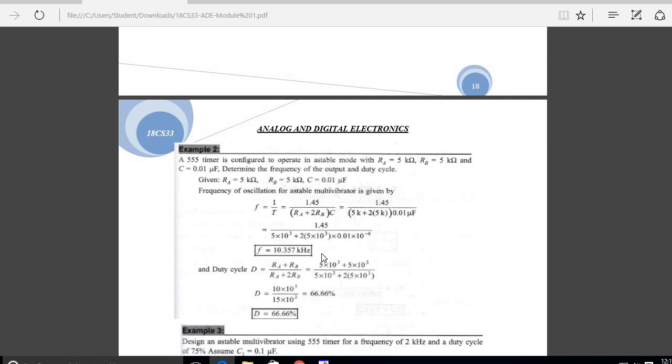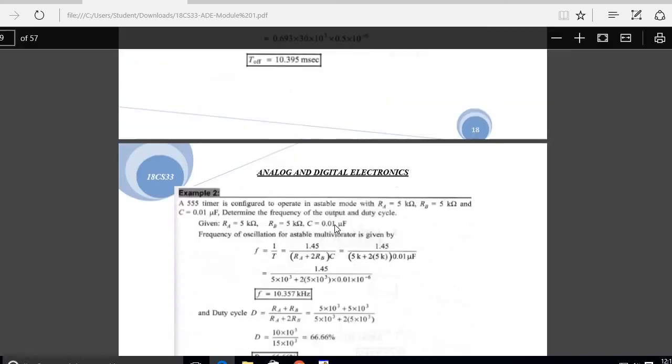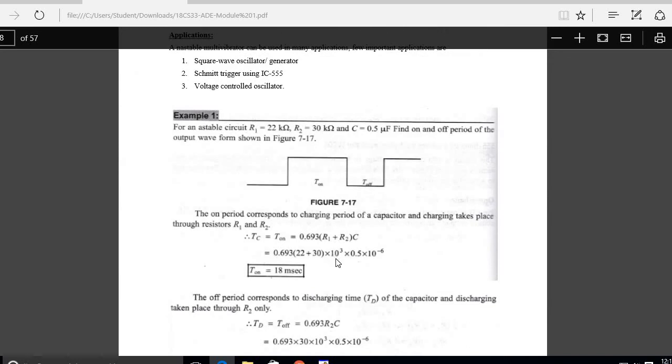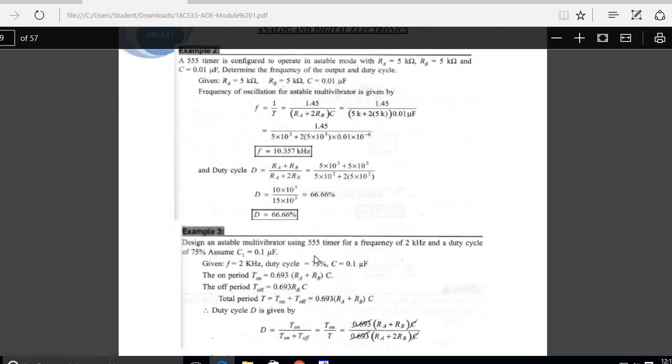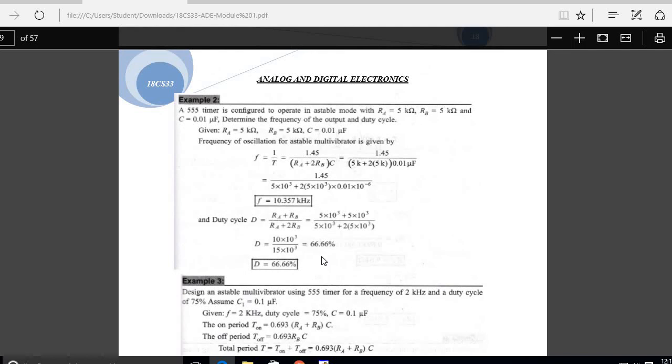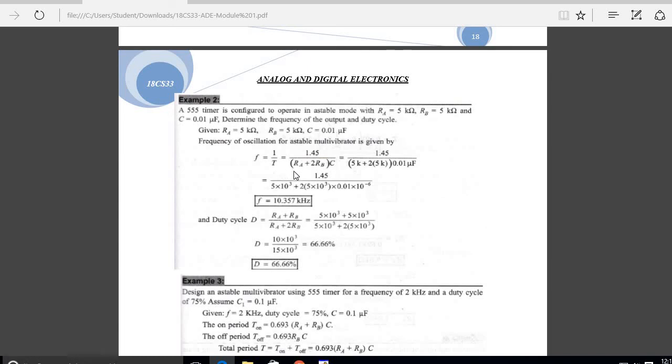F is equal to 1 by T. Okay, or else directly if you find out T, just cross verify that. First we have to find out T on value once. Oh sorry, we will not get that value, because here it is F is equal to 1 by T.